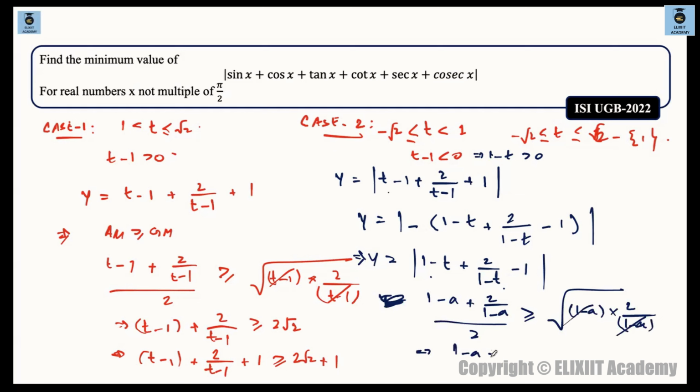So 1 minus a plus 2 upon 1 minus a is greater than or equal to 2 root 2. ठीक है, साथ में माइनस 1 है तो माइनस 1, 2 root 2 minus 1. Got the logic? And this quantity 2 root 2 minus 1 is a positive quantity.